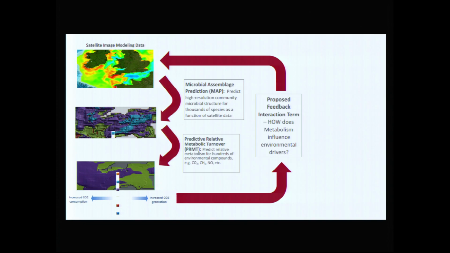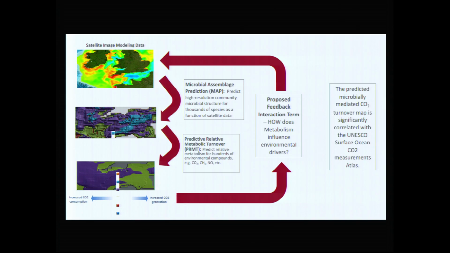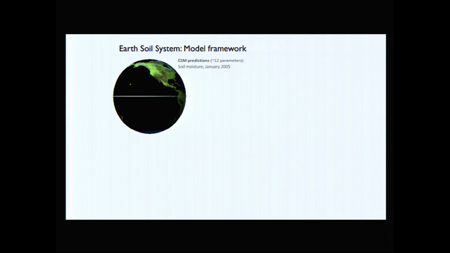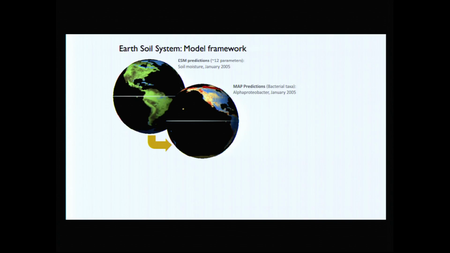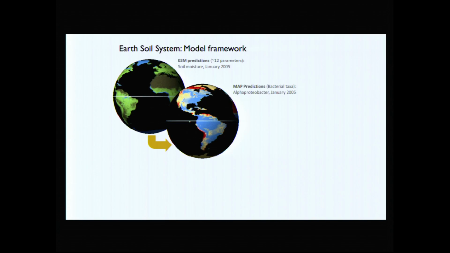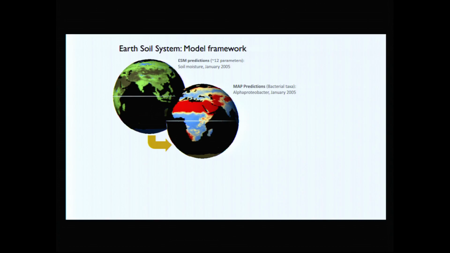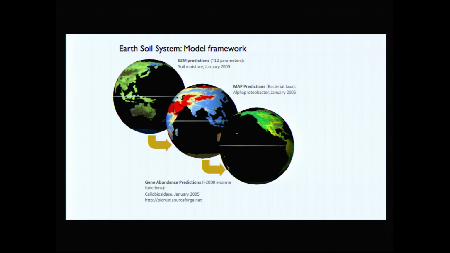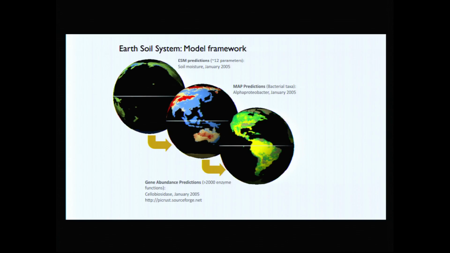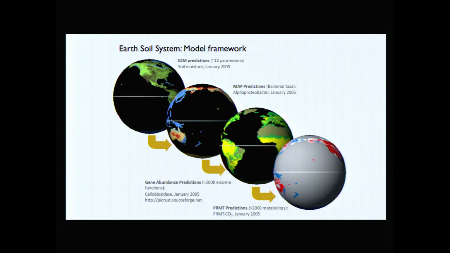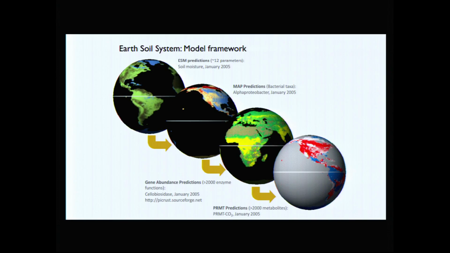And so the idea is that you can take satellite image data, predict the microbial communities, use those to predict the metabolic turnover, and then figure out the feedback terms. And as I mentioned, we've been doing this with the UNESCO Surface Ocean CO2 Measurements Atlas. We've also been doing the same thing in the Earth soil system, where, for example, you can see predicted levels of alpha proteobacteria, which like it dry, in the Arctic and in the Sahara and other dry regions around the Earth. And then what we can do is predict the abundance of different genes using PICRUSt, which we introduced in Nature Methods in 2013, and then relate that to predictions of metabolic turnover.